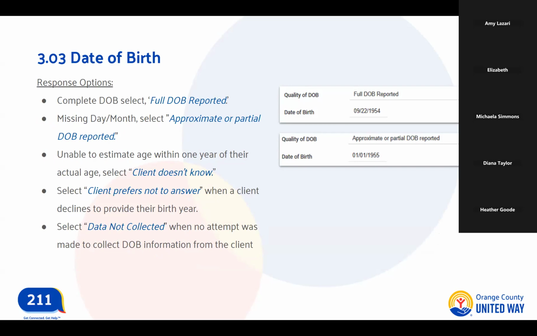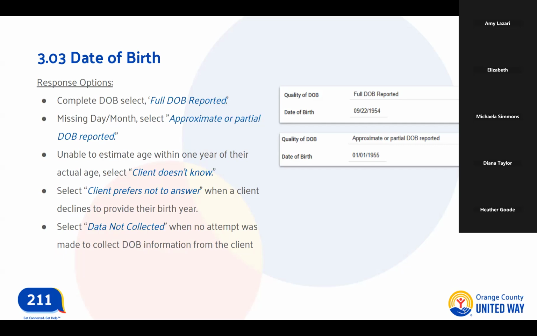When completing the date of birth and quality of date of birth fields, users will find the following response options. Full date of birth reported: select when the client can provide the day, month, and year of their date of birth. Approximate or partial date of birth reported: select when the client cannot provide the day or the month of their date of birth.